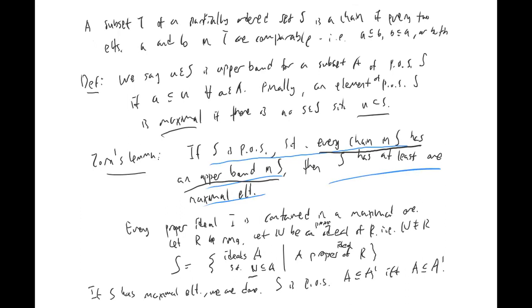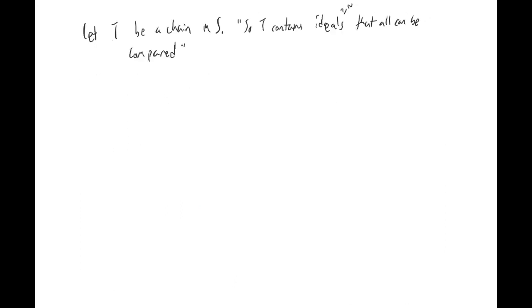So what is your suggestion for the upper bound? If I have a set of ideals, what new set can I make that includes all the ideals? What operation can I do? Union, good, exactly.